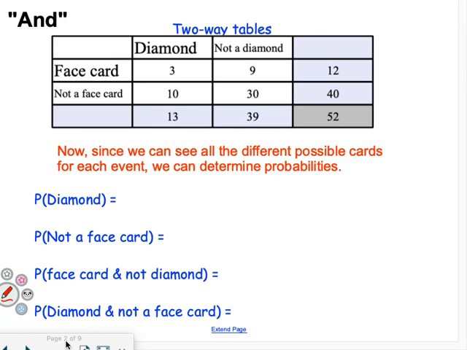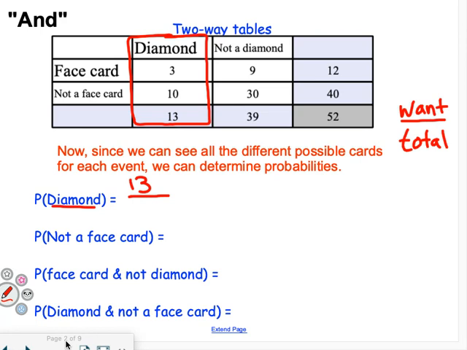A good way to think about probability is what you want over the total. What you want over the total. So if we look at the probability of diamond, when we think of diamond, we're thinking of this column right here. Notice there are a total of 13 cards that are diamonds. That would have been our answer back in chapter 1, but now we're asking to find the probability. So we want diamonds, there's 13 of them, over the total of 52 cards. If we take 13 over 52, we can reduce that down to 1/4. That's a great answer.